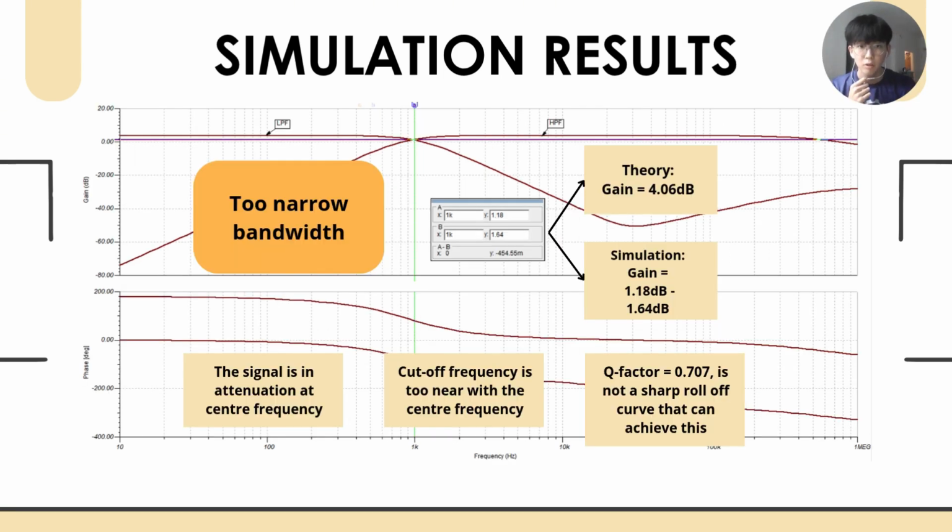The reason for the lower peak gain value compared to the theoretical calculated value is due to the narrow bandwidth. The 200 Hz bandwidth has caused the signal to be attenuated at the center frequency, and this is because the cutoff frequency is too near to the center frequency. And the Butterworth filter having the Q factor of 0.707 does not have a sharp roll-off curve that can achieve the maximum peak gain at such a narrow bandwidth.